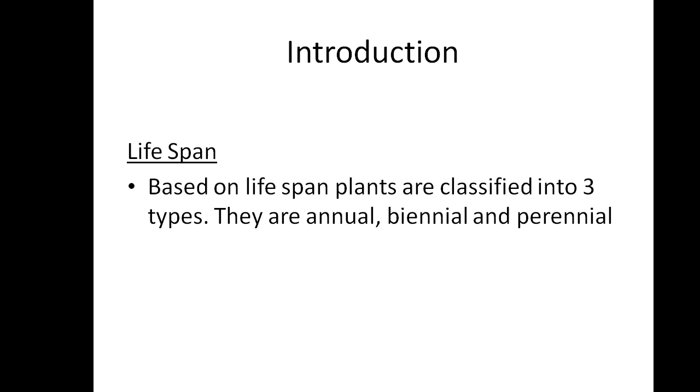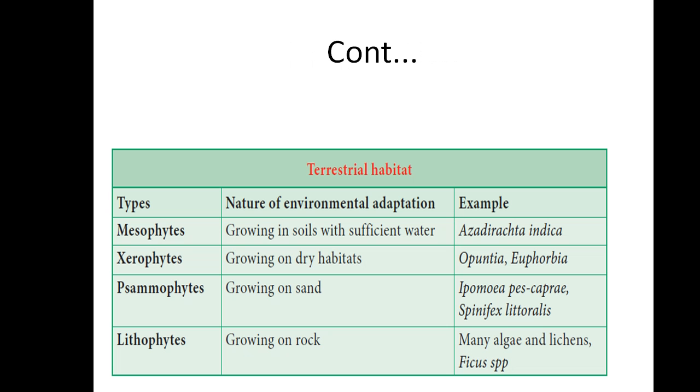Biennial means it is a 6 month plant. In a year it is able to grow 2 times. The first 6 months it grows and is destroyed, the next 6 months it starts to grow and is destroyed again. That is biennial. Perennial means all the plants or trees which live for more than 2 years are called perennial.